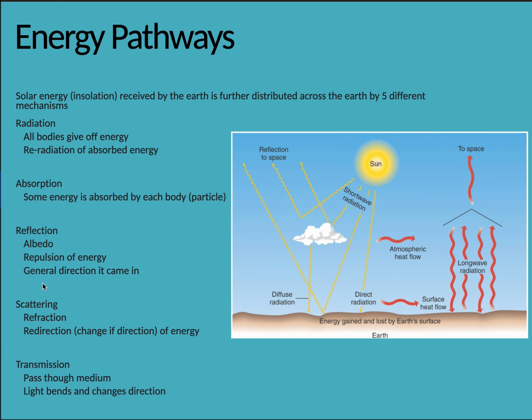Reflection then, we're going to use a fancy word called albedo for reflection, and reflection is how much energy upon hitting an object is bounced back, is repulsed back into the atmosphere. Generally speaking, that energy is coming in at the same direction that it's going back out. So think of the reflection that you have with a mirror. A good quality mirror makes you look pretty normal, right?